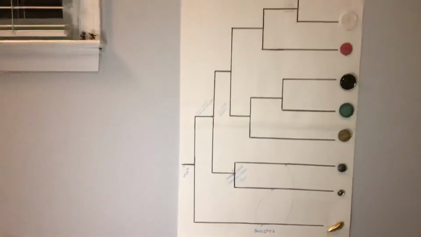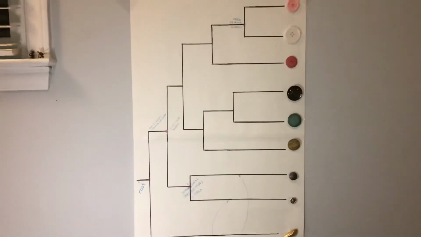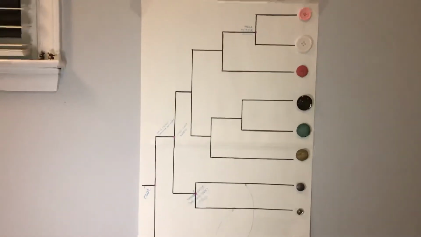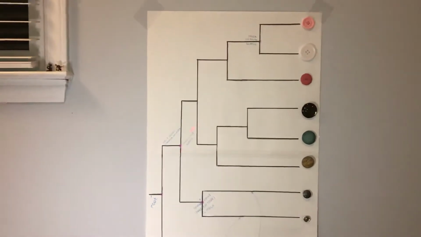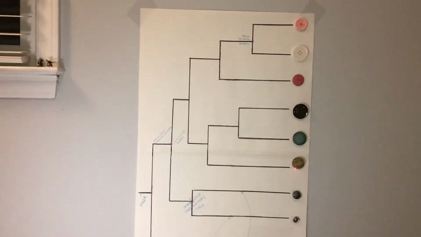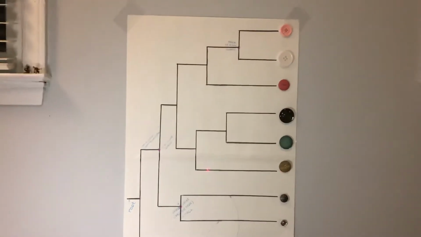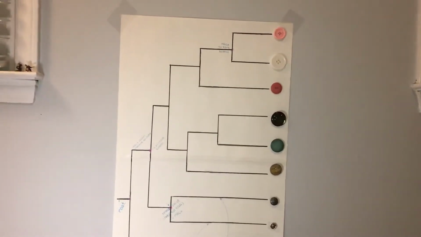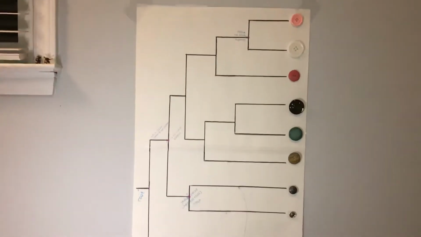A phylogenetic tree is a diagram that represents the evolutionary relationships among organisms, or in this case buttons. It looks something like this, where we have the oldest ancestry on the left, moving toward the right where our present day buttons are. The pattern of branching, or all of these black lines, also called branches, represents how buttons evolved from a series of common ancestors.